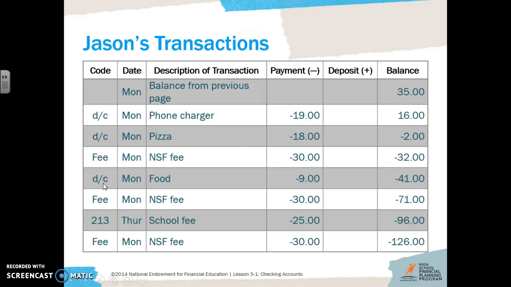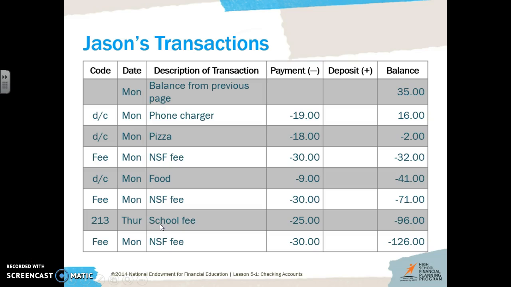On Monday, again, he did another debit card charge for food. We don't know what it was, but probably it was some type of fast food. He paid $9 for that. So we take the -32, we subtract 9, and we get -41. So now he owes $41 to the bank. And again, because he made another charge that he didn't have sufficient funds for, the bank is going to charge him that non-sufficient funds fee, and that's another $30. So now, not only is he just $11 in the hole, because he was $2 short for the pizza and $9 short for food, now he owes $71 to the bank.